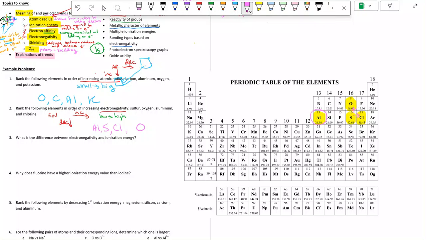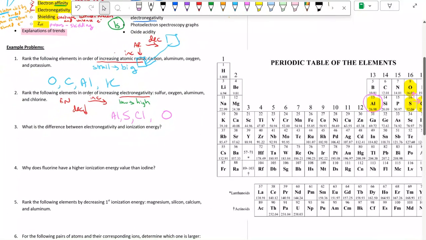All right, and then 3 says, what is the difference between electronegativity and ionization energy? Ionization energy is the energy required to remove an electron.